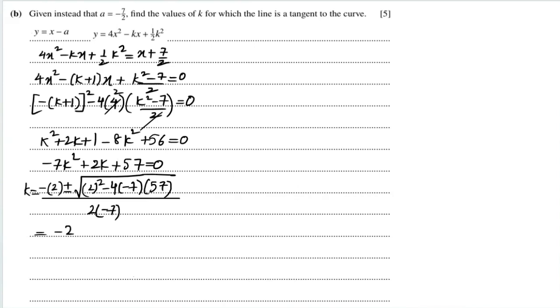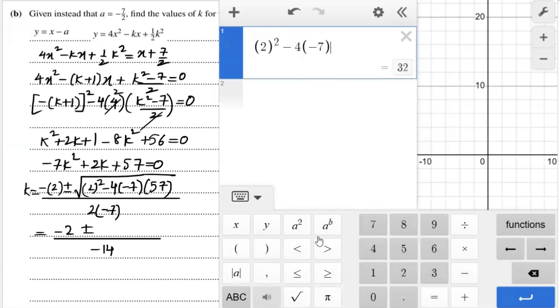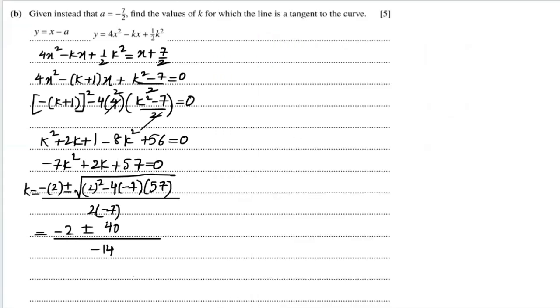So I got minus 2 plus or minus, and I know there is a negative 14 here. Let me just check what is inside the root. Okay, I'll be using Desmos. I'm sorry about that, but you can use your normal standard scientific calculator. Minus b, and minus 7 times 57. Oh, that's 1600. Great. When you square root it, you'll get 40. So this will become minus 2 plus 40 divided by negative 14, or minus 2 minus 40 divided by negative 14.